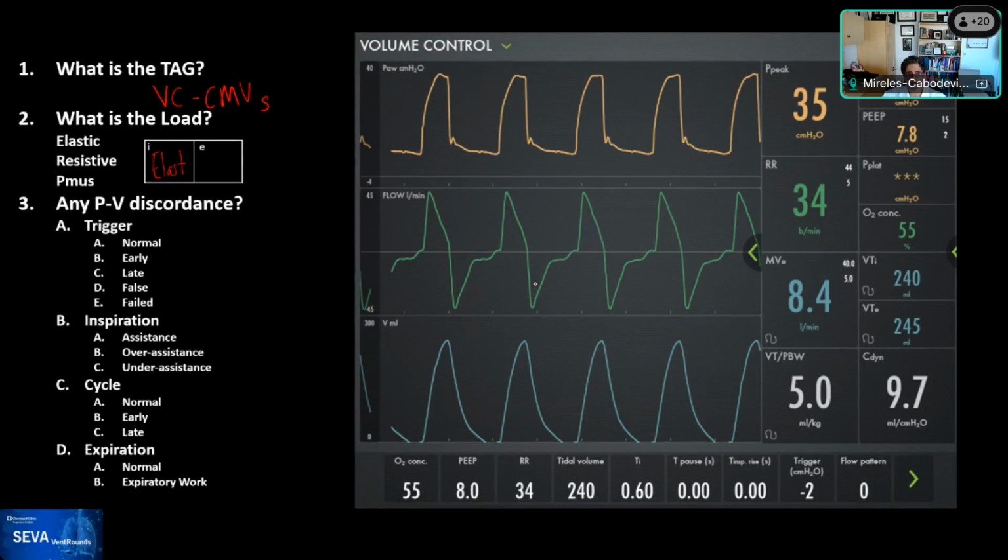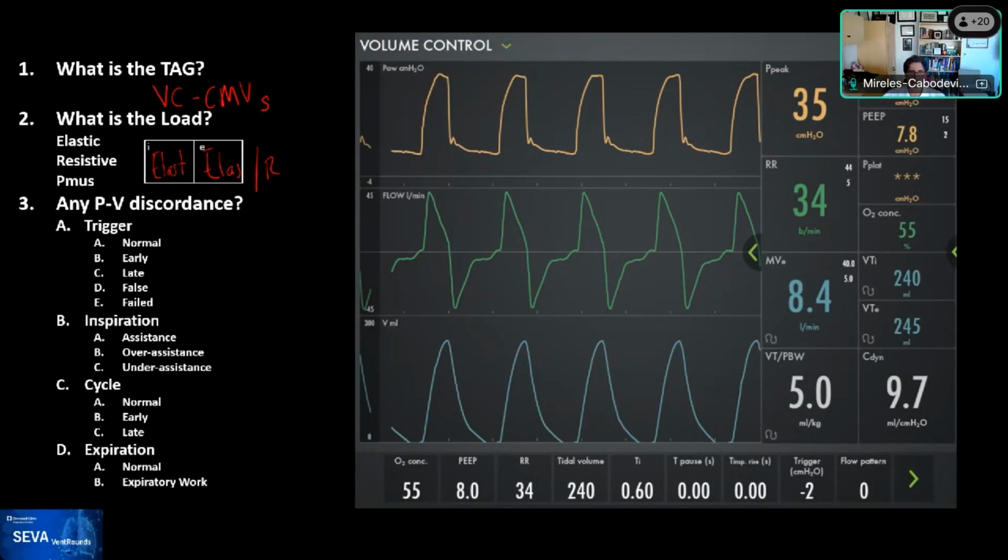Rob, you want to comment on this? Yeah, it looks like some kind of flow limitation, right? Yeah. And also the rapid increase at the end of the expiratory flow looks like a patient inspiratory effort, but it apparently didn't trigger. It wasn't registered as a trigger effort.